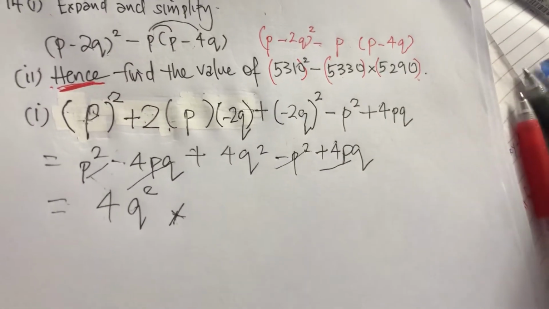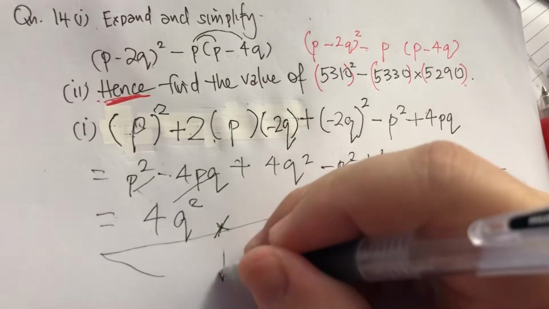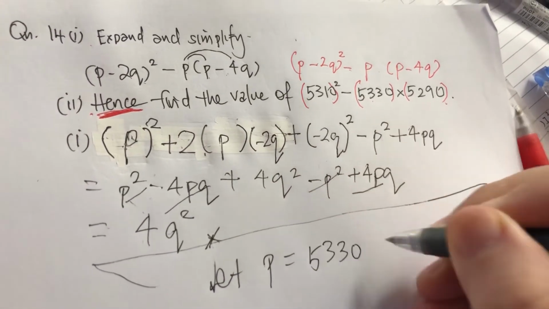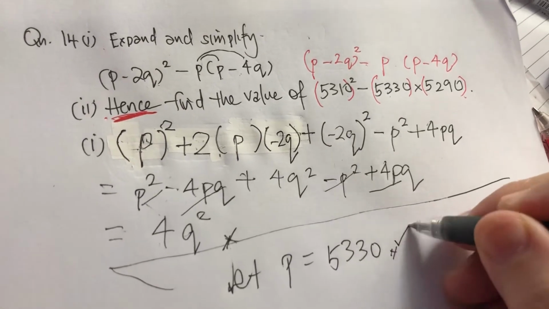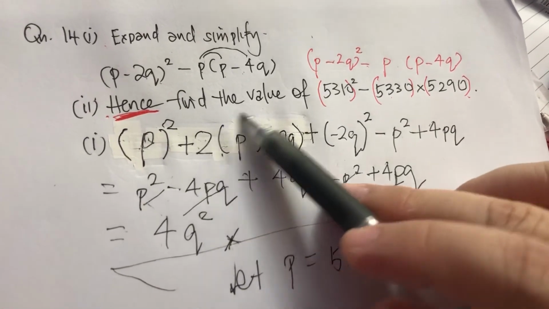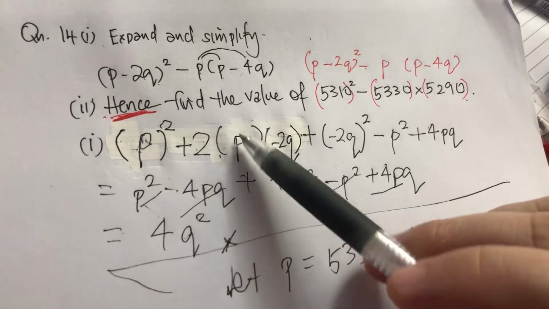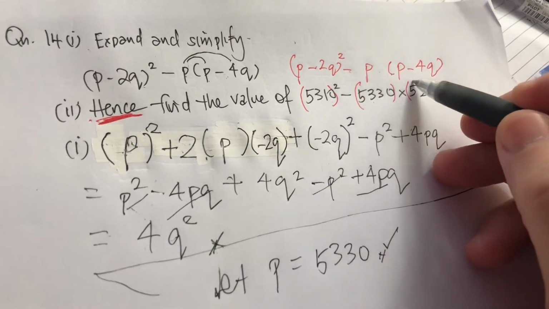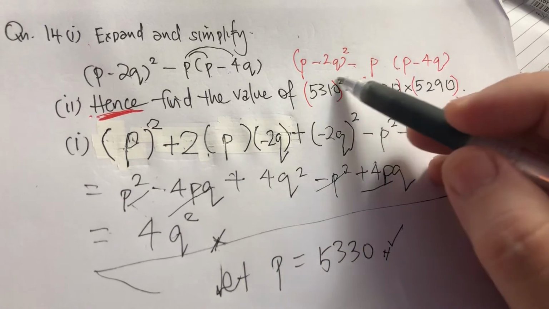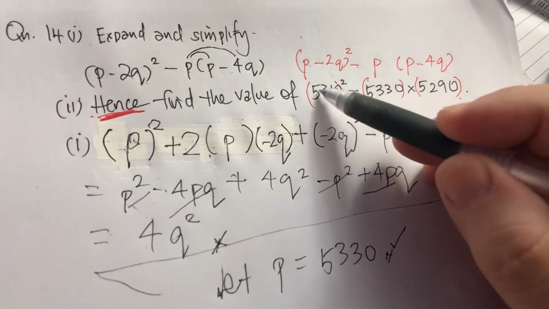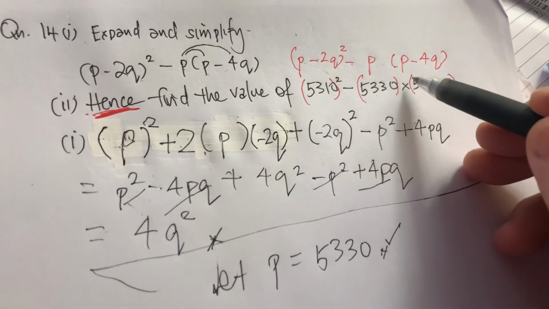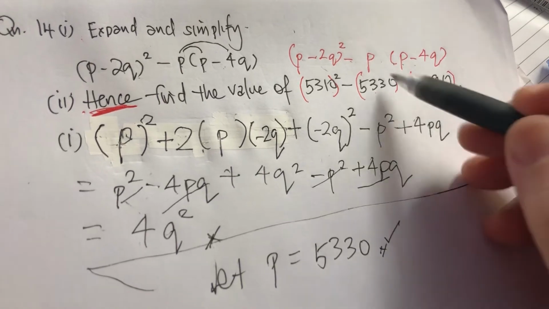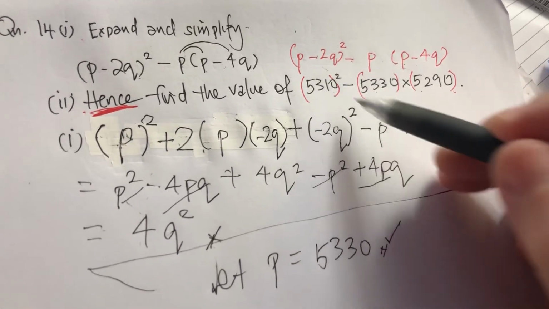That's pretty obvious. So you let P be equals to 5330. Okay, so we have found P. The question didn't ask you to find P, but you have to find P and Q. Alright? You have to do that. Now, how do I find Q? I can either let P minus 2Q be 5310, or I can let P minus 4Q be 5290. Whichever equation you form, you will be able to find Q.